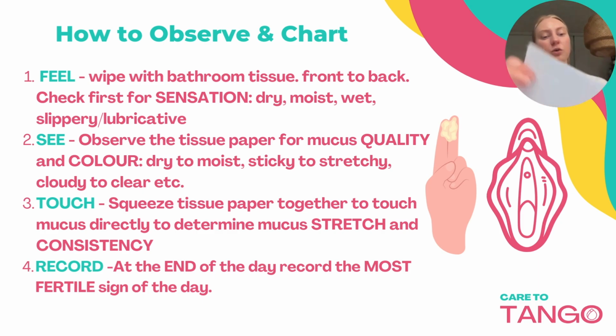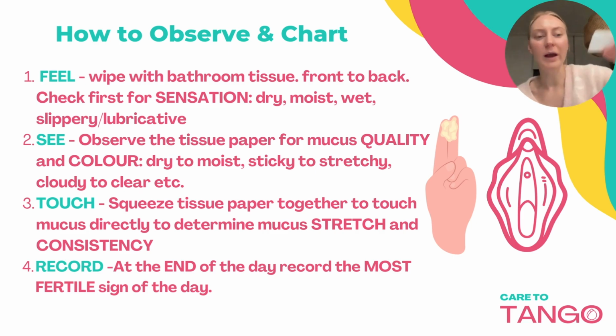So grab your tissue, fold it in half, and then you're going to wipe front to back, always front to back, so that you don't introduce any bacteria. And then you're going to check for sensation first. So as you're wiping, check for that sensation on the perineum. Again, your perineum, if you're looking at that picture on the right, the pink one, the very bottom of that picture is where your perineum is. So it's kind of between the opening to the vagina and the anus. It's a really soft piece of skin.